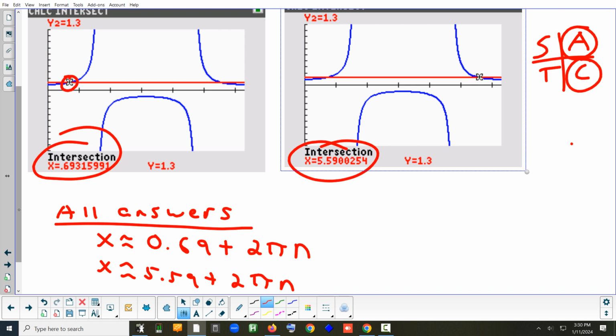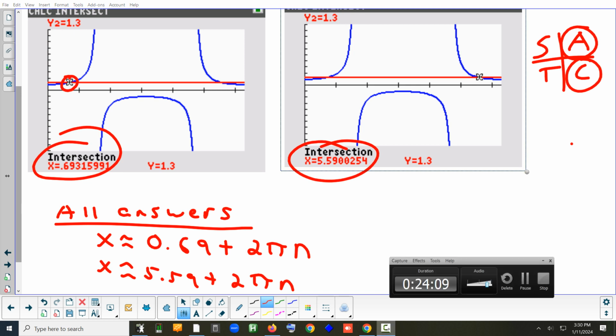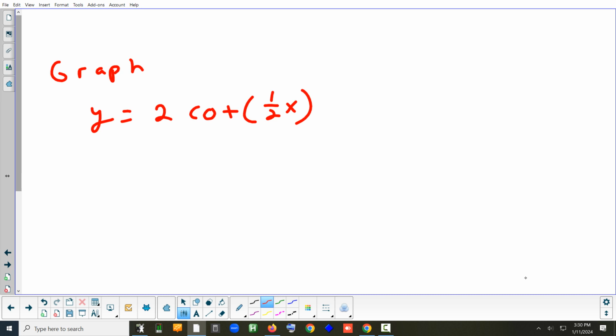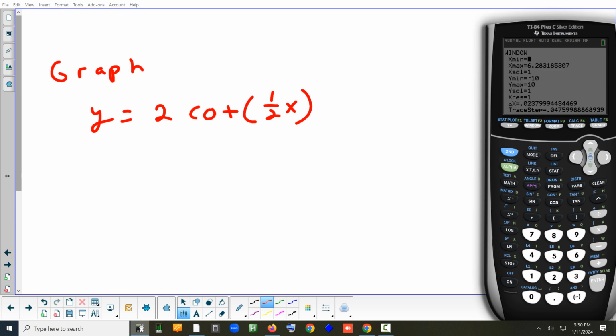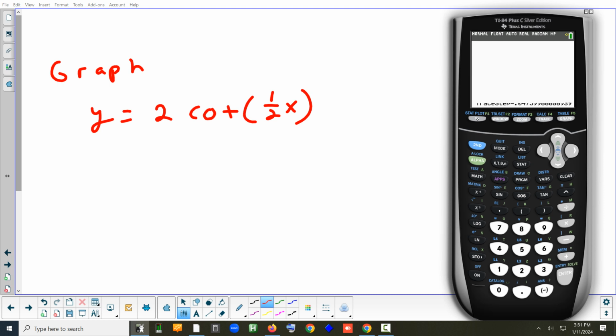Any questions on that? No. Okay. So the last question we'll take a look at, which we kind of already did, is just graphing a trig function and seeing if you can basically match it up with a picture you'll have on the test.